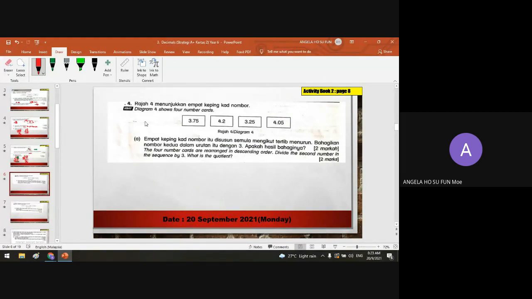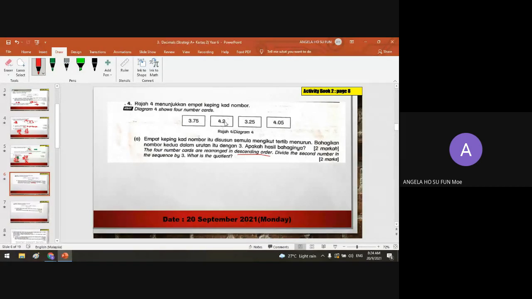Look at these 4 number cards here. Try to understand the question and then answer it. So the 4 number cards are arranged in descending order. Descending means menurun. So if descending, you start from the big value until the smallest value. You arrange it from the big value until the smallest value. Then after that, divide the second number in the sequence by 3. So what is the quotient? Quotient is hasil bahagi.